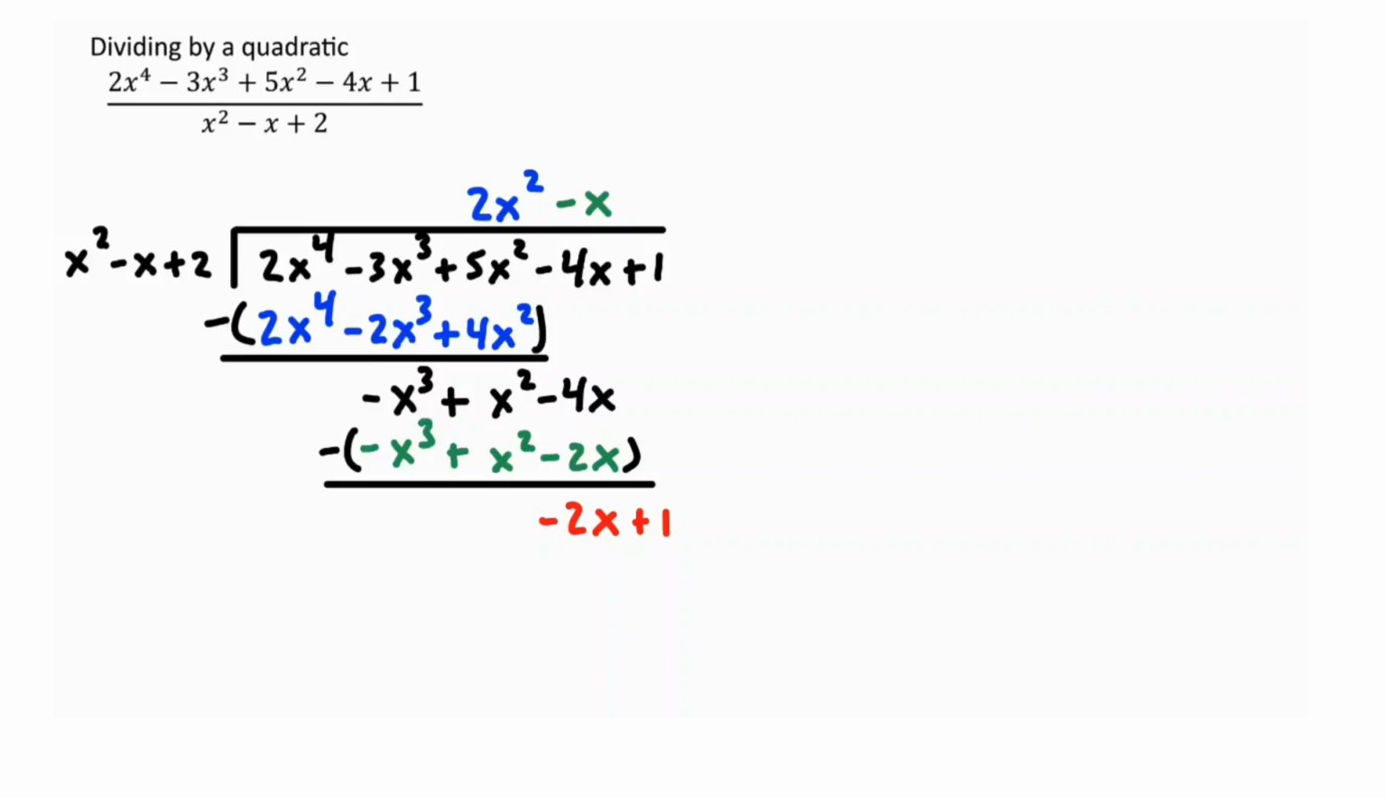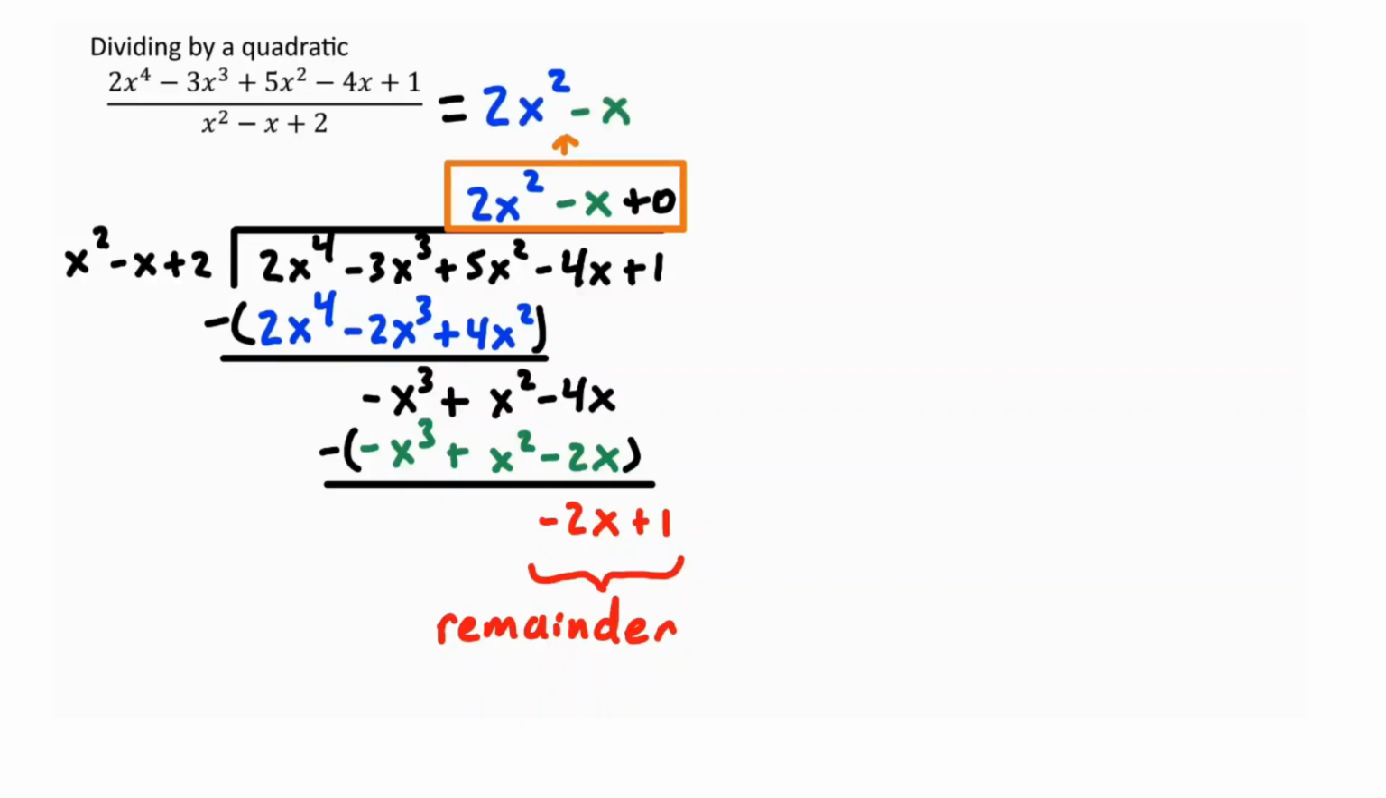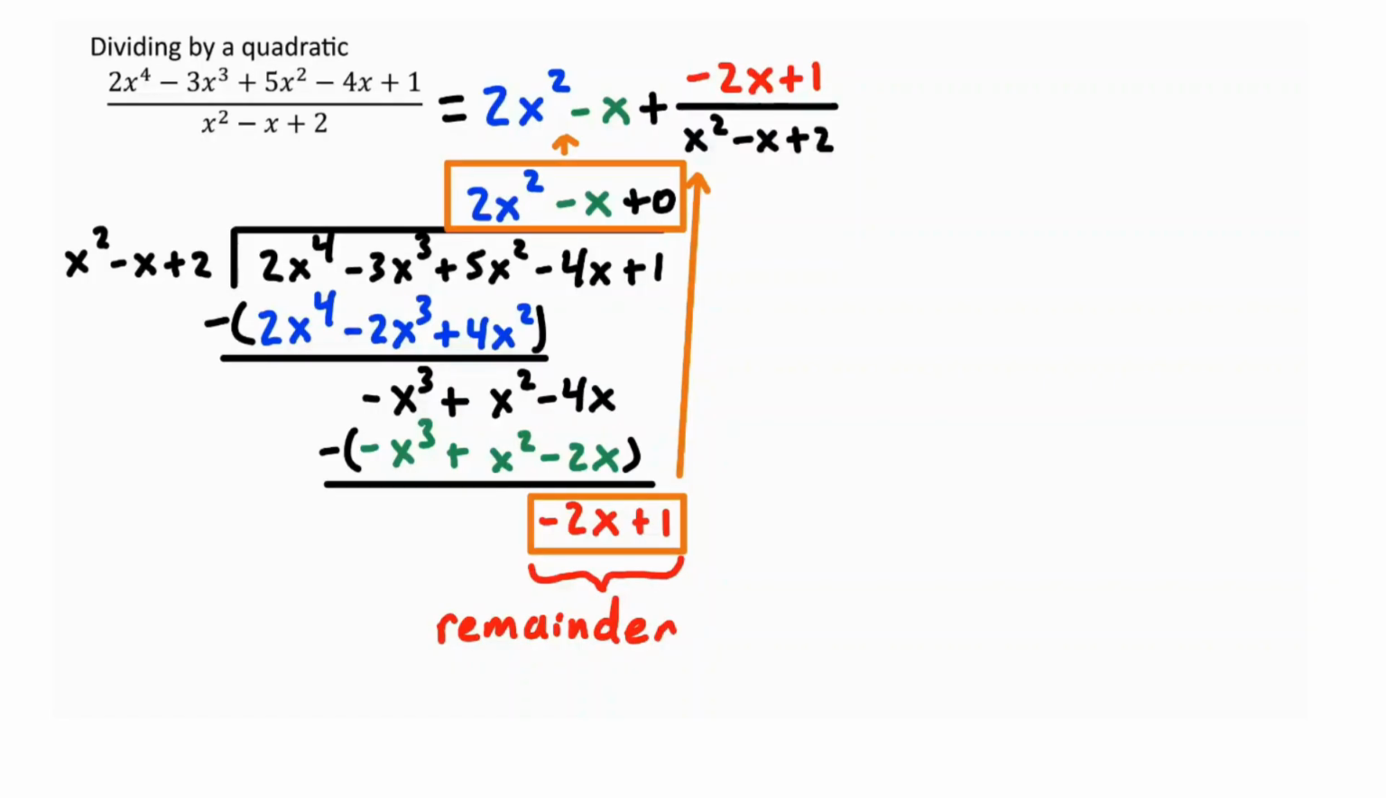We'll notice here that x squared does not go into negative 2x. It goes into it 0 times. It's really up to you if you want to put the 0 or not. So this remaining part right here, negative 2x plus 1, will be known as our remainder since x squared doesn't go into it. So our solution is going to be this portion, 2x squared minus x, plus the remainder. And how we're going to write the remainder is we add negative 2x plus 1 divided by the denominator, x squared minus x plus 2.